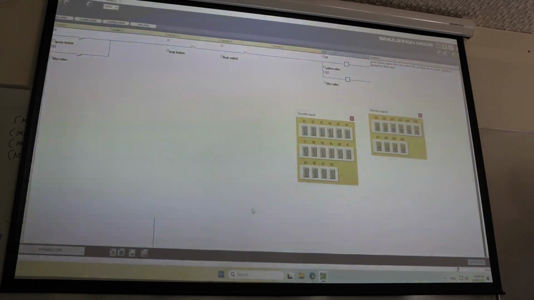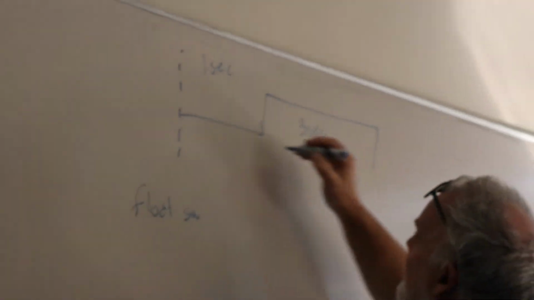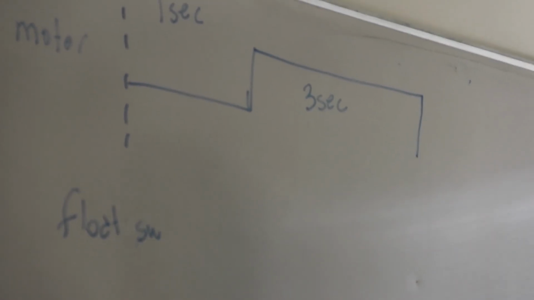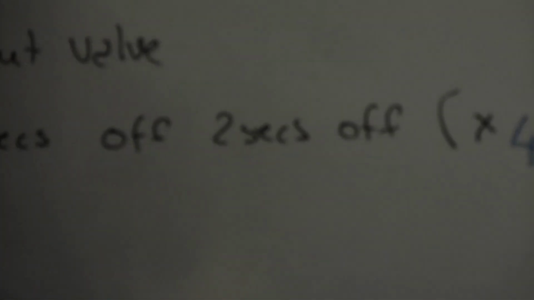We want to wait 1 second and then we want to come on for 3 seconds. And this is the motor. That's what we're doing, eh? That's our next little thing to achieve, I think. Reading this. Motor on for 3 seconds. And then maybe do that again.